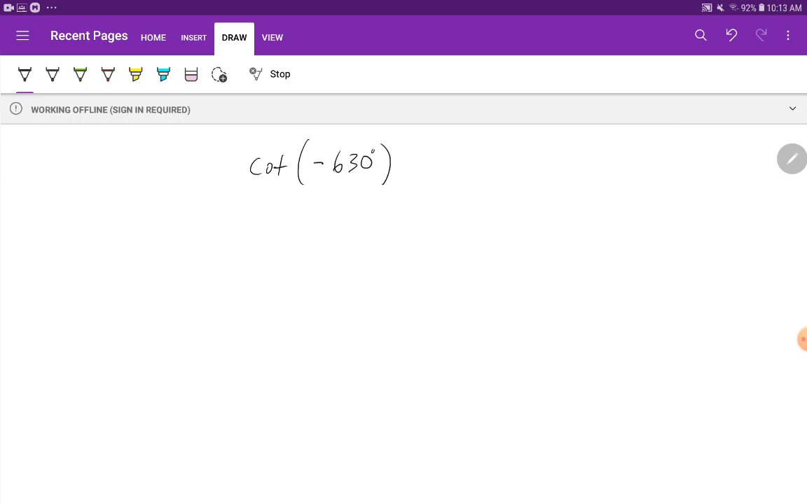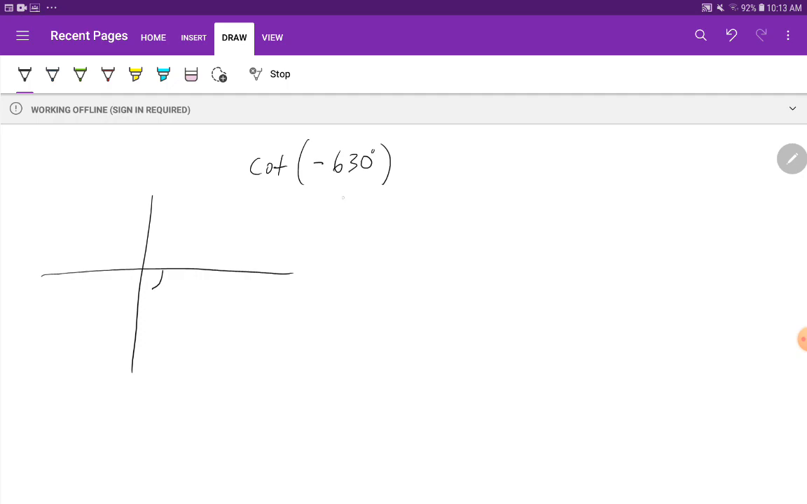This is the first time you guys are doing these, so you're not going to get these quickly in the beginning, right? So here we go. Well, negative 630. We've got to see where that is on the coordinate plane. Negative means you go clockwise, and then we know, how many times does 360 go into 630? If I have my calculator here and I subtract 360 from it, I'm left with 270, right?